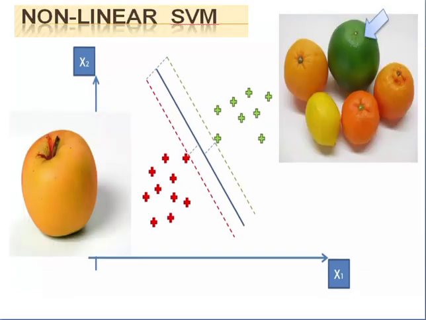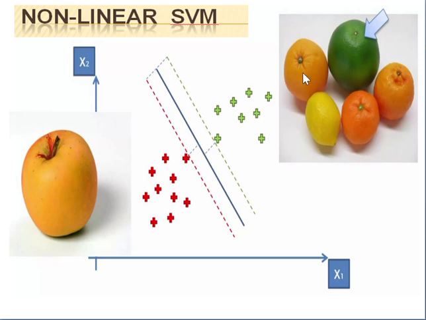Okay, this is the non-linear SVM example. Suppose we are trying to classify fruits. One is apple and another side is mixed fruits like orange, green orange, lemon, etc. These fruits are not easy to separate using a straight line, because they overlap in features, like lemon size is small and green orange is large size.